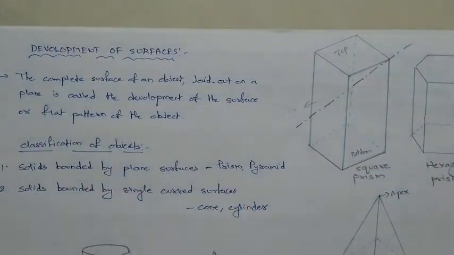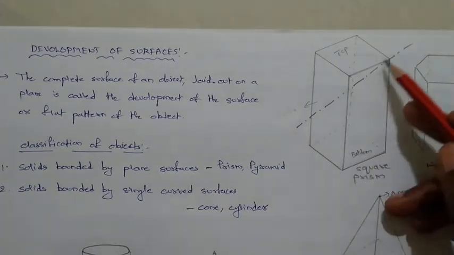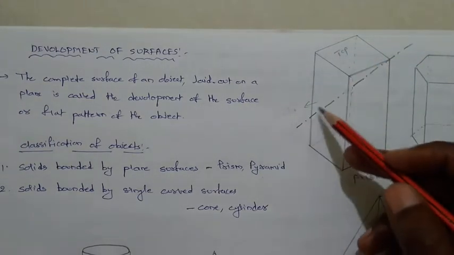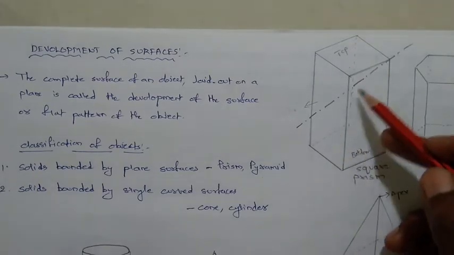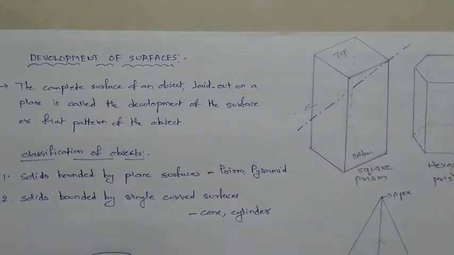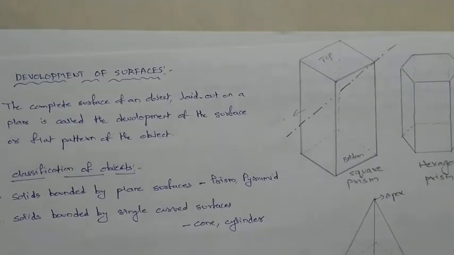So in the examination, you may get problems like this. There will be a square prism or square pyramid or whatever it may be. It is cut by some section plane through some portion. It is removed, and you have to draw the development of the remaining portion. Okay. So we'll discuss one example like that.